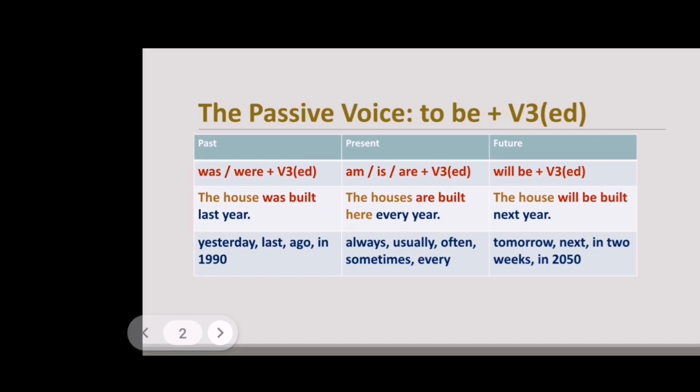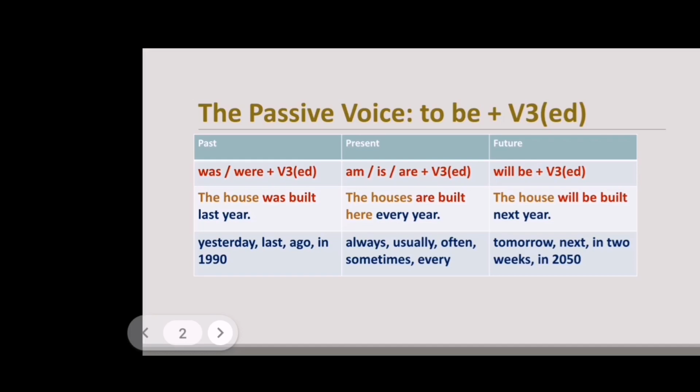The markers here are yesterday, last, for example, last year, last week, ago, 3 days ago, or in any year that passed, in 1990. Example, the house was built last year.